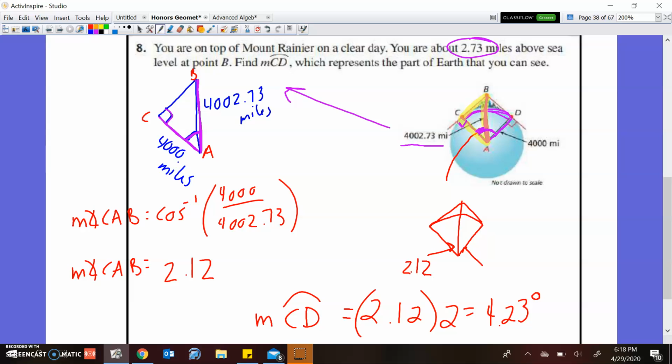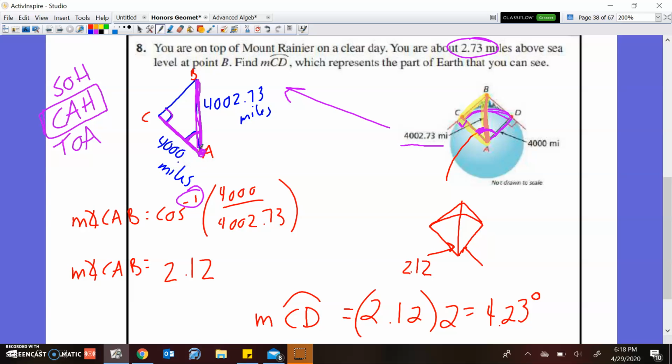Okay, so the way I find that angle, if I'm finding an angle measure, I use inverse. That's why we have the inverse here. From angle A, I'm given the adjacent and the hypotenuse sides. So adjacent and hypotenuse goes with SOHCAHTOA. It's going to be the cosine. So I have cosine inverse of my adjacent 4,000 over my hypotenuse 4,002.73. That equals this angle, the measure of angle A.